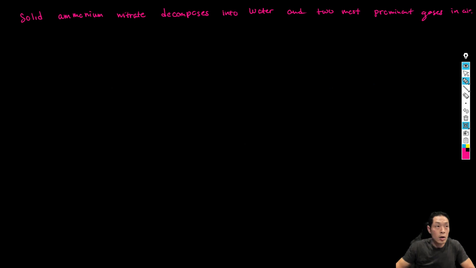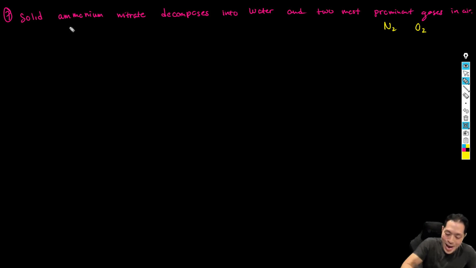All right, for number 7, we have the following. Solid ammonium nitrate decomposes into water and 2 of the most prominent gases in the air. So I'm going to just say that's N2 and O2. Nitrogen is 80%-ish. Oxygen is about 20%-ish. Technically, nitrogen's like 78 or 79, and then oxygen's 21, and then 1% other. But whatever, about 20, 80.